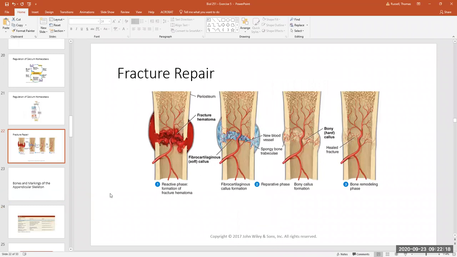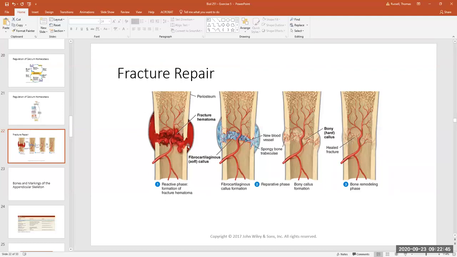All right, now the last thing that we have to talk about just briefly, you don't have to get into a whole lot of detail on this, before we do the bones themselves, is how do we repair a fracture when we break a bone? And here, I just want you to know the steps involved in repairing a bone break. So obviously a bone break is called a fracture, so we call that a fracture repair.